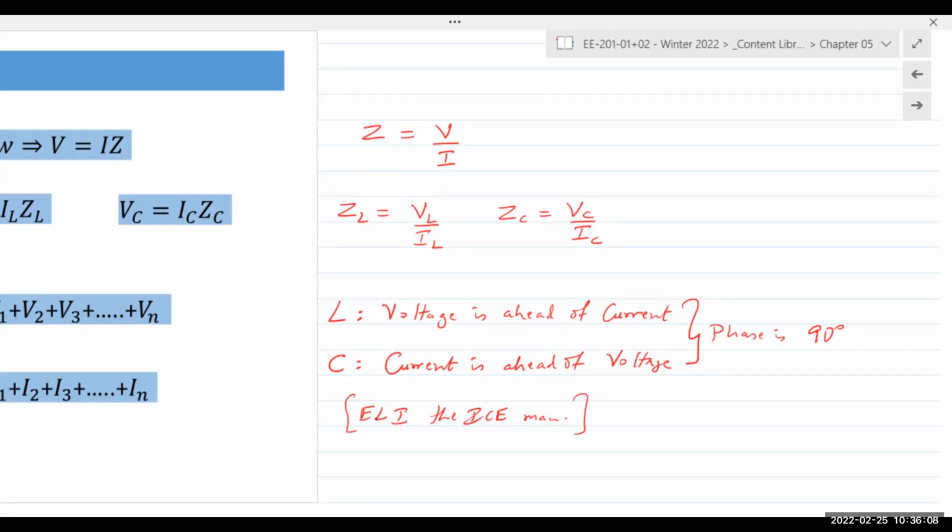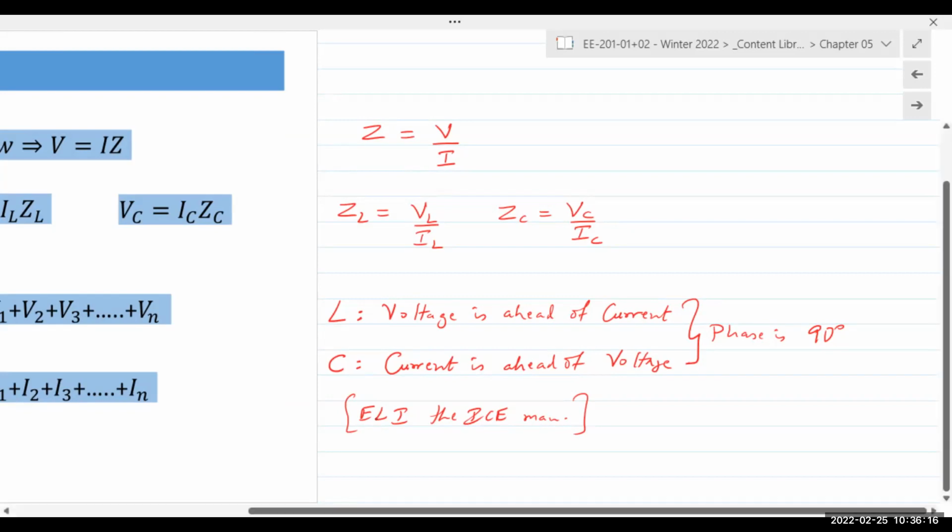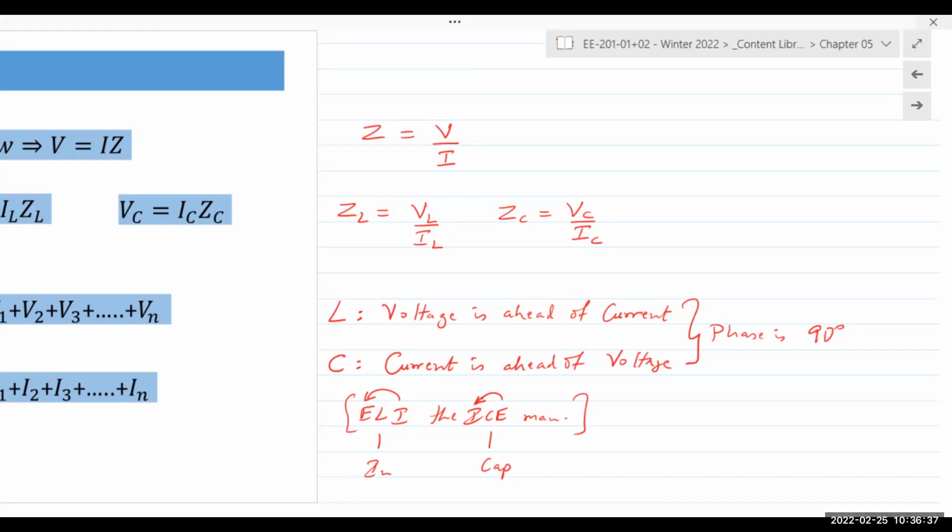You know what L stands for? You know what C stands for? You know what I stands for? E is for electromotive force or voltage. So in an inductor, the voltage is ahead of the current, or voltage comes before the current. And in a capacitor, the current comes before the voltage. And in both cases, it is 90 degrees.